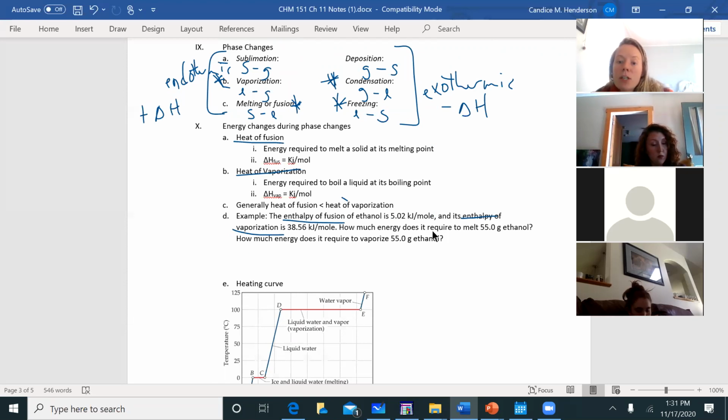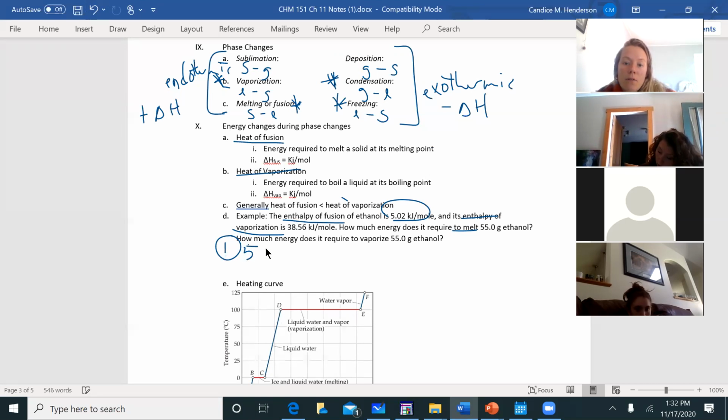All right. How much energy does it require to melt 55.0 grams of ethanol? So in this problem, we have to decide what it is wanting us to do. Here, this first part, part one, is asking to melt, right? So how much energy does it require to melt? So if we're melting, we're going to be using heat of fusion. So I want to use this number for my first part, this 5.02 kilojoules per mole. What are we given? We're given an amount of ethanol, but are we given it in moles? We're not.